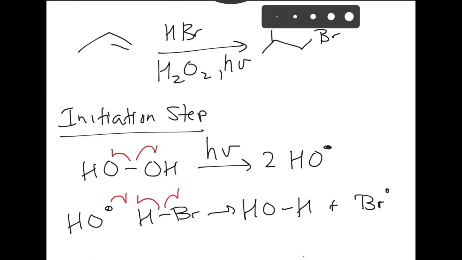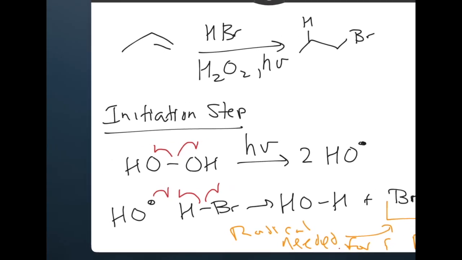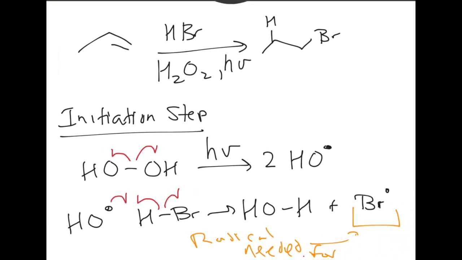So this is the radical needed for propagation. Right, so the initiation step, the whole point of initiation is to get us to this bromine radical.